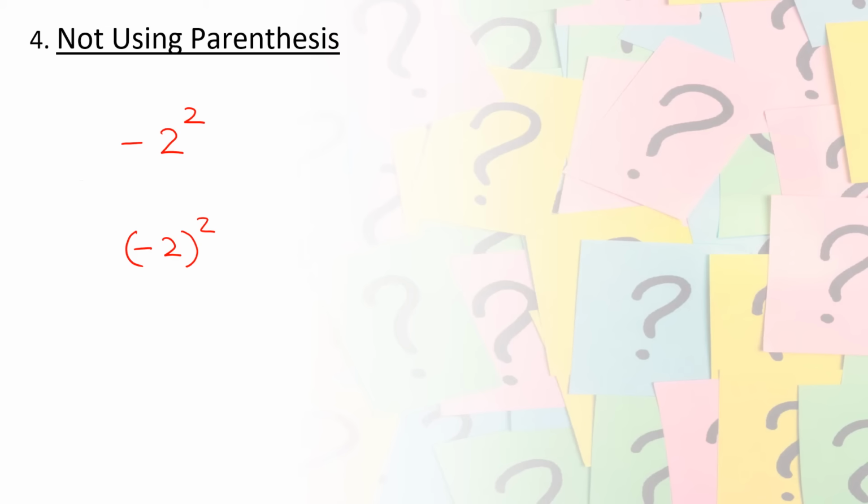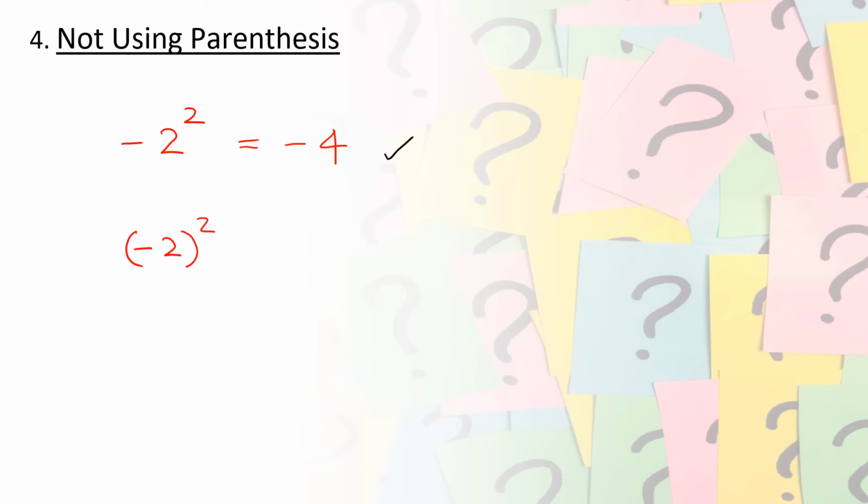So how the math works here is, you know that you have to do the 2 to the 2 first. So what's going to happen here is it's a negative, and you do 2 to the 2. 2 to the 2 means 4. So the answer is negative 4. That's what you get for this one.